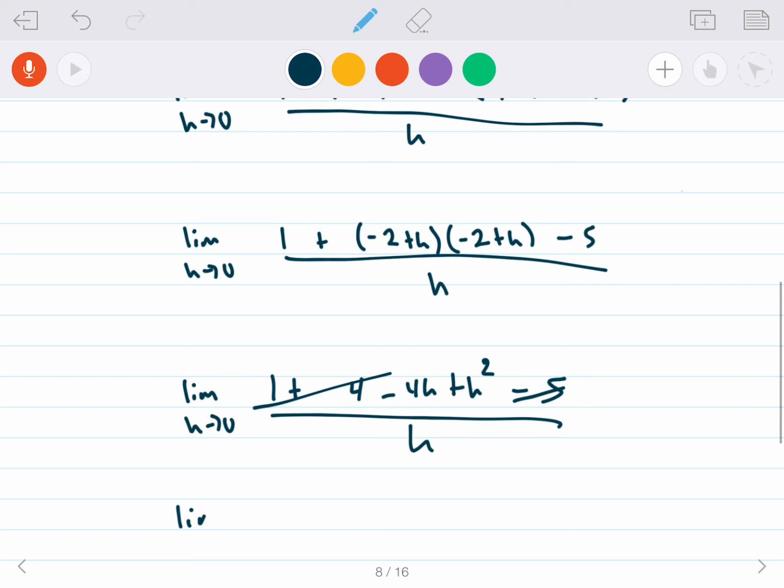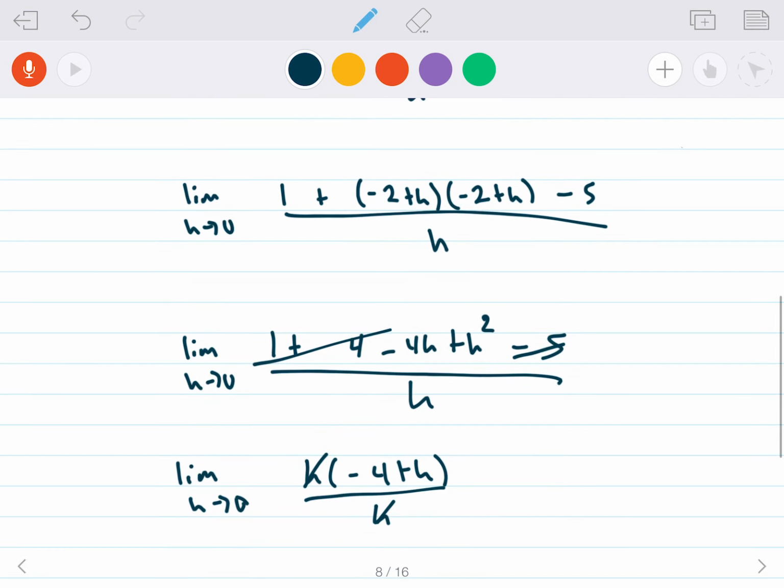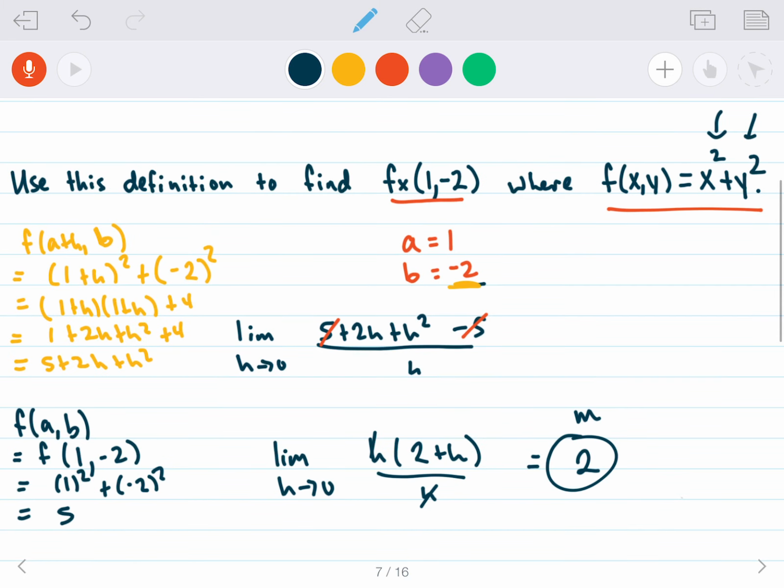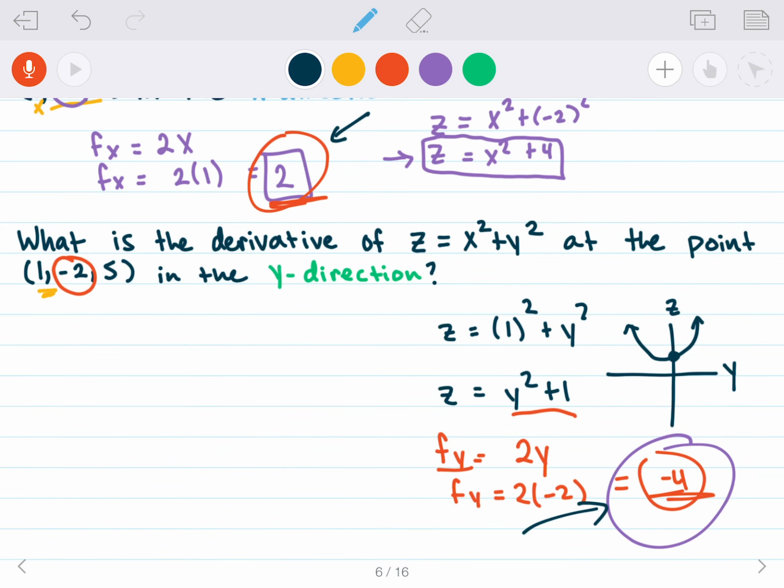So I have the limit as h goes to 0 of negative 4h plus h squared, so I can factor out an h, and I'm left with negative 4 plus h all over h. Those h's cancel, plug in 0 for h at this point, and we do indeed get negative 4. So that's going to be the slope of the tangent line in the y direction. It's negative 4. And that is exactly what we got right here. Okay?